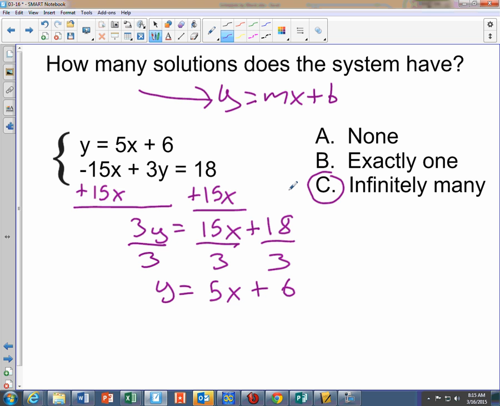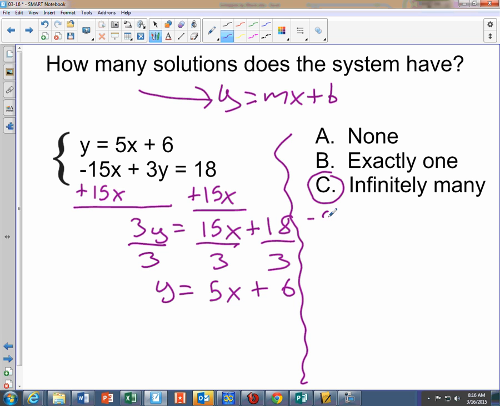Would you like to see a different method on how to solve that? Okay, there is actually a second method, and it's a method that you could probably think of. It's just using substitution. Could we substitute 5x plus 6 into here somewhere? Yeah. Kelby, where? The y. Into the y. Because it says y equals 5x plus 6, I can substitute that in for y.